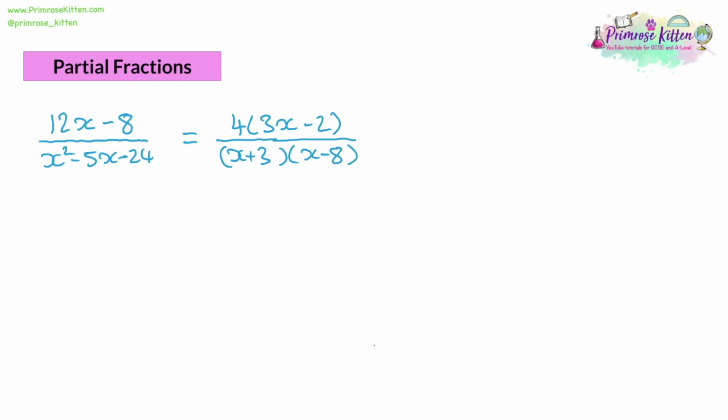Once you have that, we can see the fractions we need. Again, it's still one fraction, but our new fractions are going to have x plus 3 and x minus 8 as denominators. But the numerators, we don't know what they are going to be. So let's call them A and B. Now, we're going to have to try and simplify that.